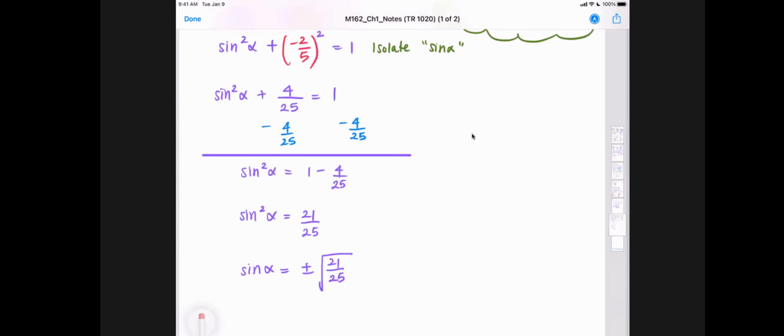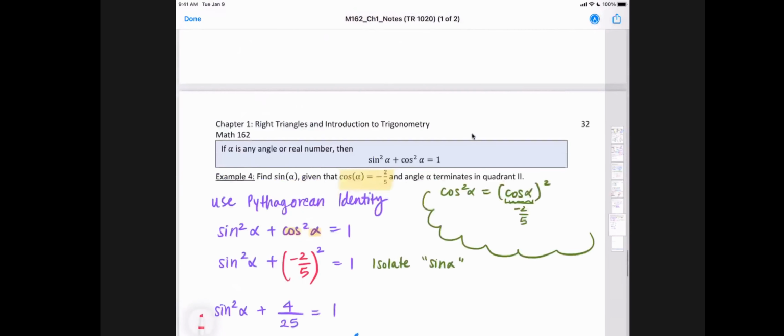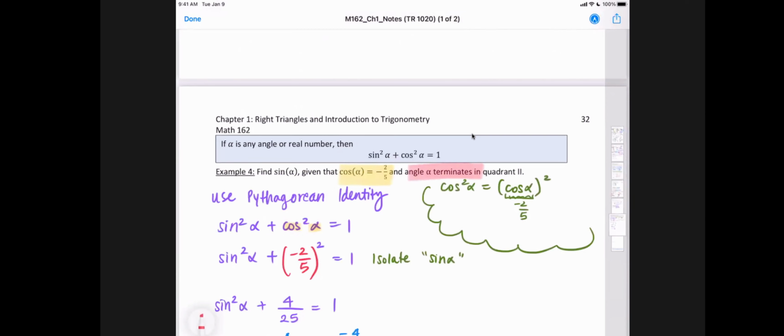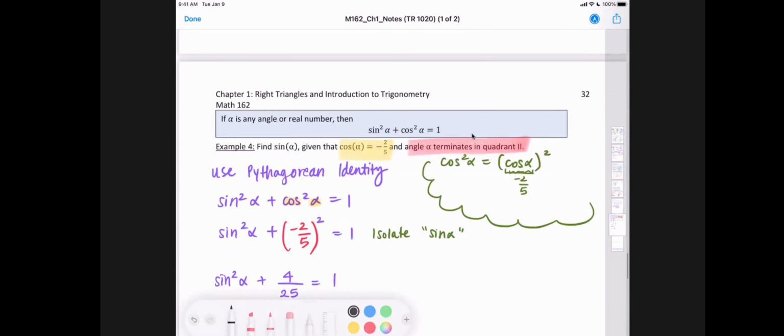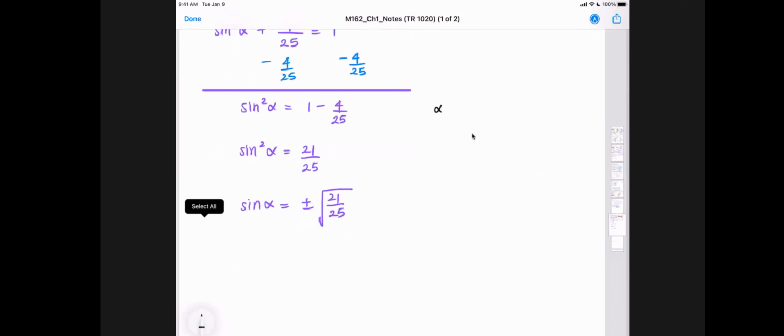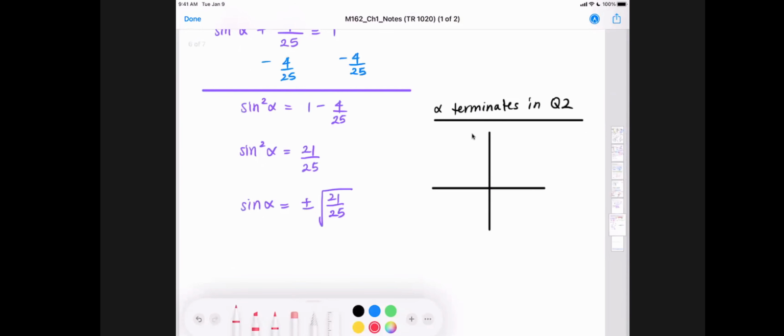So if we go back to the original problem, we were given that the angle alpha terminates in quadrant 2. Okay, so let's go ahead and draw a little sketch. Alpha terminates in quadrant 2. So if we draw like this, and just draw any alpha angle like this. It doesn't have to be a 30 or 45 or anything like that. Okay, something like this. And there's our alpha angle.